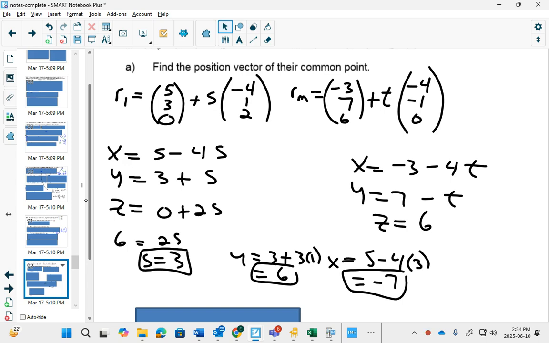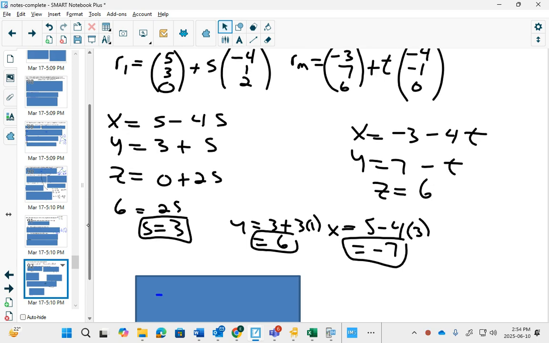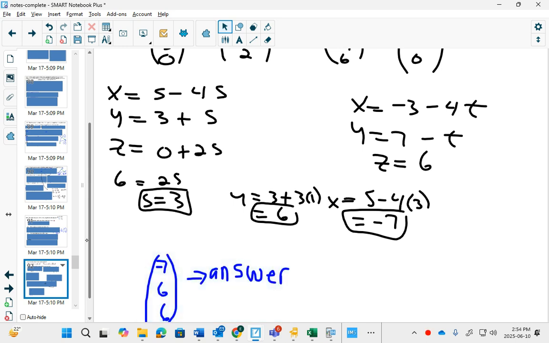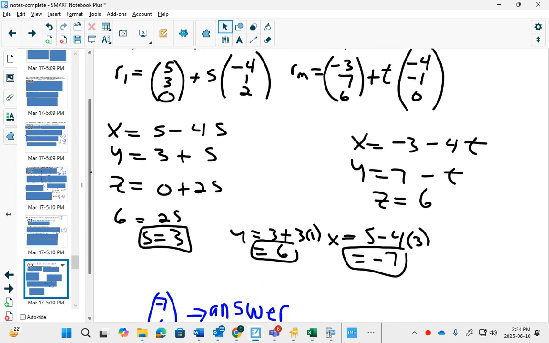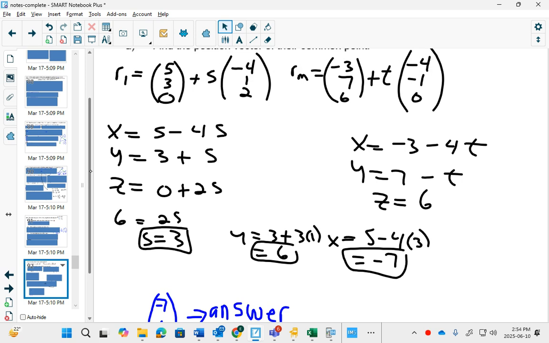Does it actually work? Is there a t value that does this? Can you see that if you want x to be -7, then t would have to be 1? And if t is 1, is y 6? And of course z is still 6.